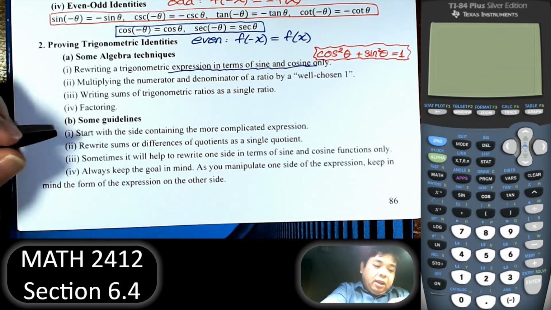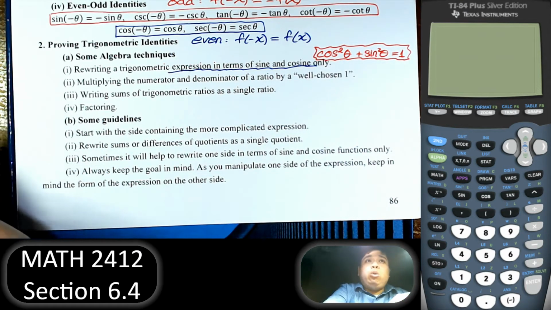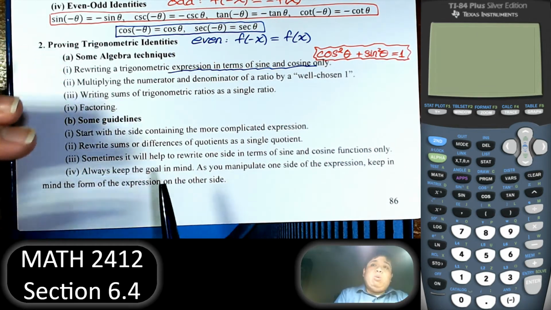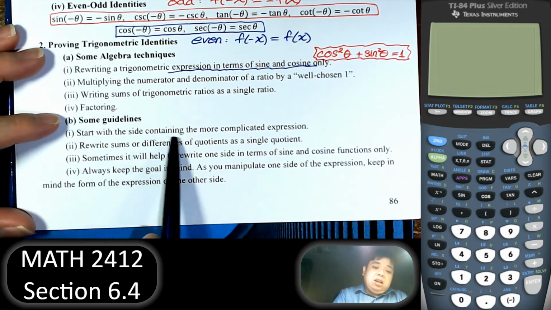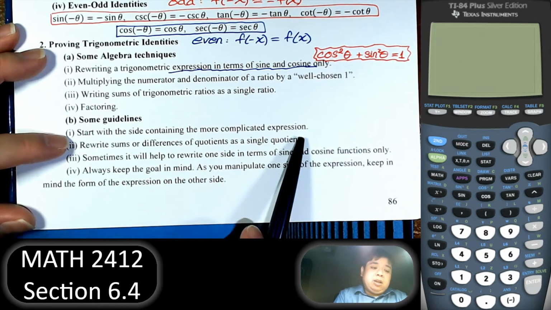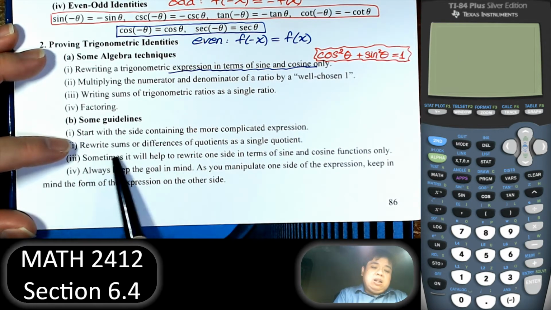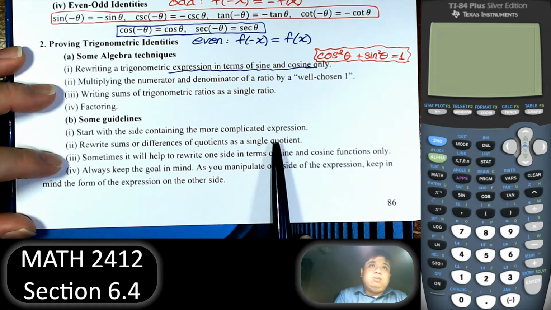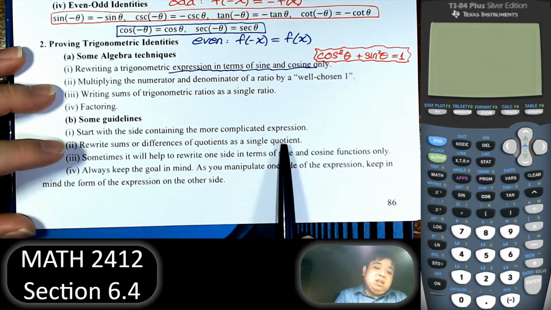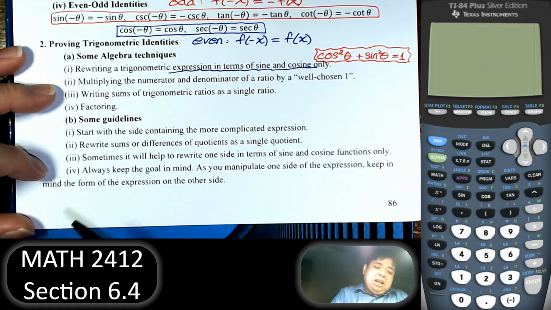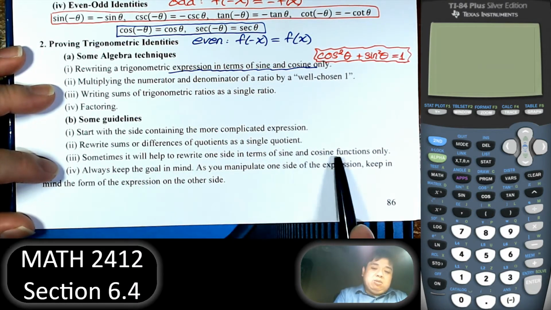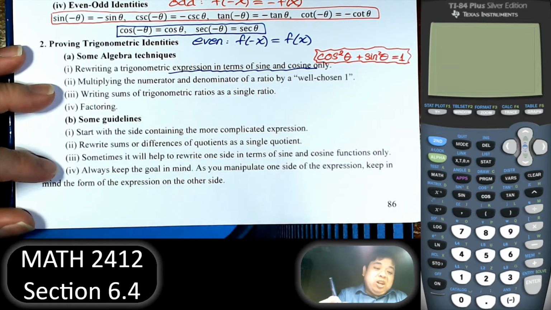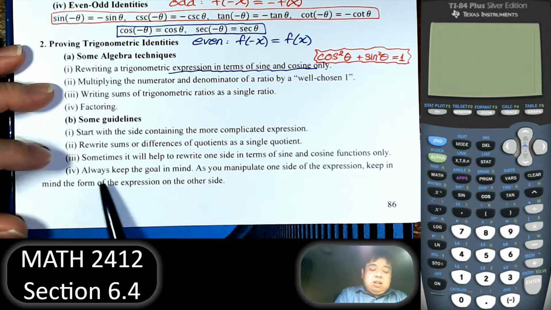Some guidelines: usually when we try to prove an identity, we might work on the more complicated side and just simplify it. We can rewrite it as a single quotient, like with common denominators. And then sometimes it helps if we write in terms of sine and cosine. That's of course something we already mentioned before.